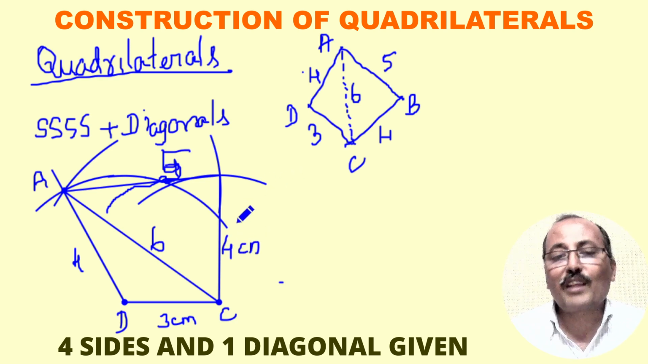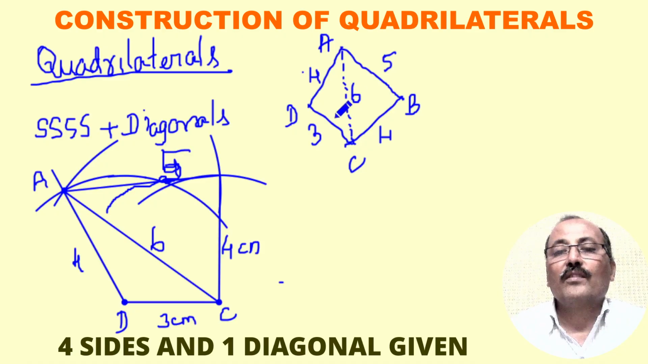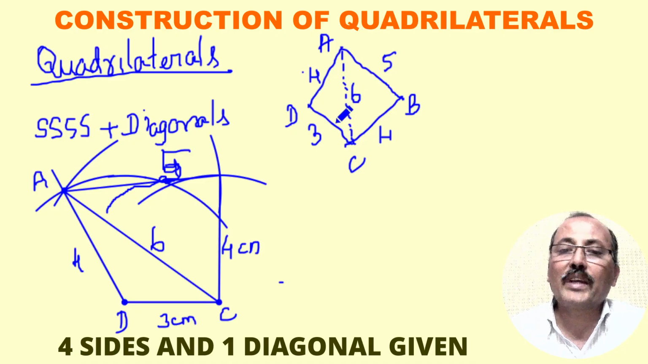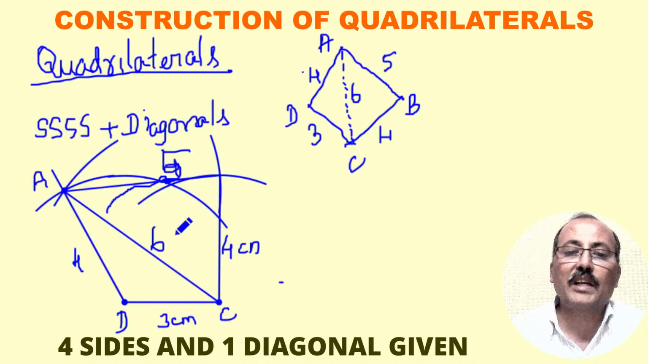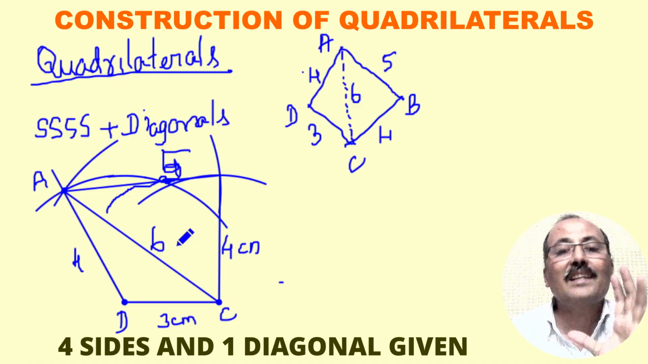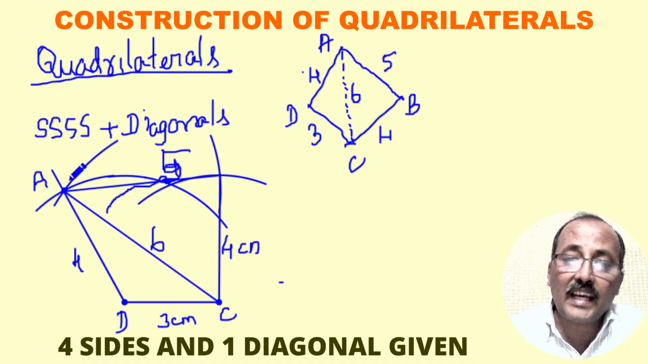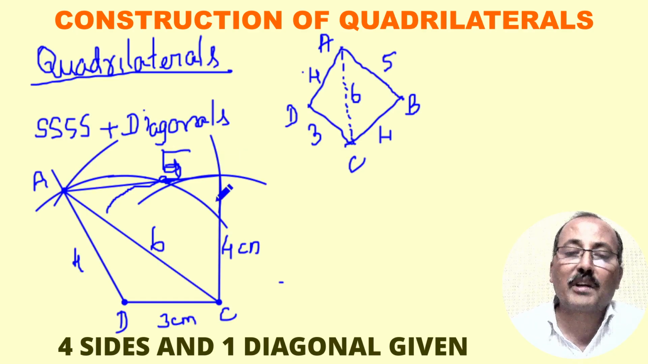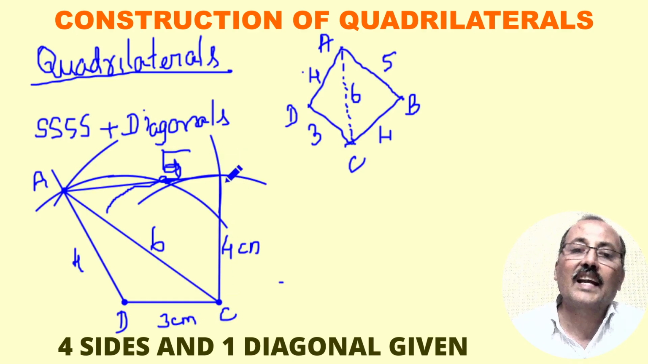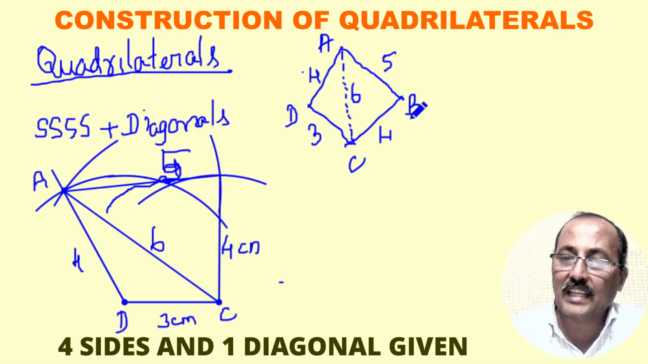So now what are the measurements given? 3, 4, 5, 4 and 6. But how did we construct it? First I constructed a triangle with 3 centimeter, 4 centimeter and 6 centimeter using the SSS property. Then with A as center I have drawn a 5 centimeter arc, and with C as center again I have drawn a 4 centimeter arc as given.